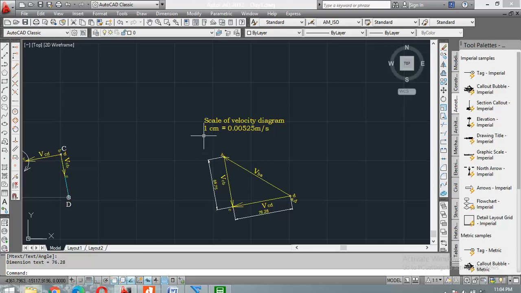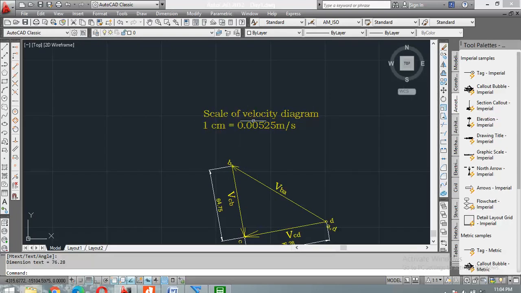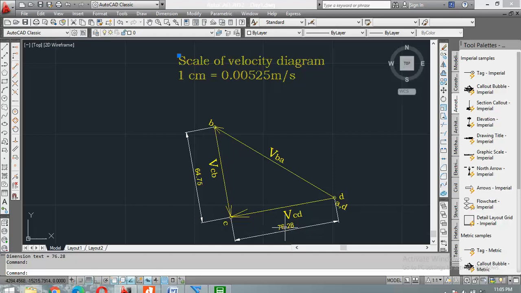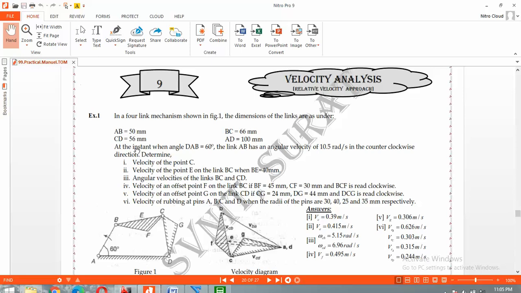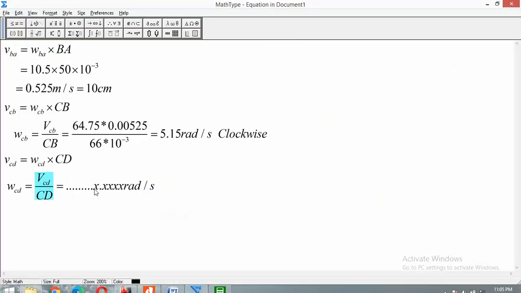76.28 is the centimeter. So with this scale, 1 centimeter indicate this much meter per second. So 76.28 indicate how much meter per second. Whatever be the answer you are getting from here, that you will write down for VCD. Okay, and CD dimension is already given. CD distance is given 56 millimeter. Okay, so write down 56 millimeter and convert into the meter by multiply with 10 raised to minus 3. So you will get this answer.